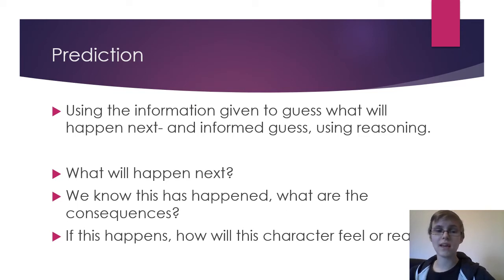These are some examples of questions you might be asked. What will happen next? We know this has happened. What are the consequences? So you can use what you know to predict the consequences. If this happens, how will this character feel or react? That's us making an informed guess about what could happen next.